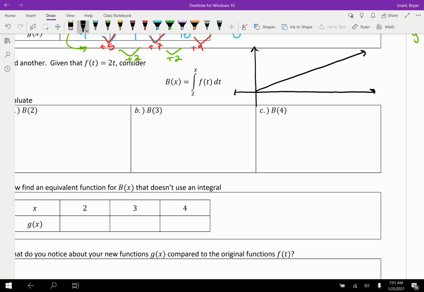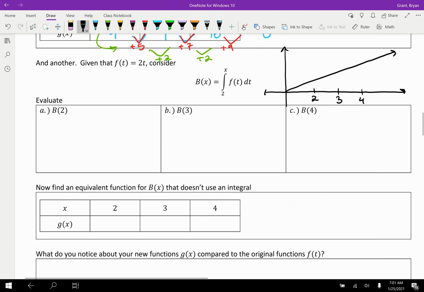And like this. And now we're starting at 2, and we're going to have to be plugging in 2, then 3, then 4. Let's see if this is different. So b of 2 is going to be the integral from 2 to 2, and then f of t is 2t in this case. Well, we actually already know how to do this. This is one of our properties of integrals.